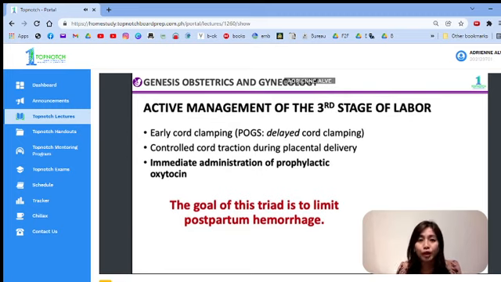Doktor, bakit naka-highlight yung third component ng active management ng third stage of labor or your oxytocin administration? It's because this is the most important aspect or the most important part of your AMTSL. Okay? Kasi basically, kaya mo ginagawa to is to prevent postpartum hemorrhage. Therefore, ang pagbibigay mo ng oxytocin and other prophylactic uterotonics, yun talaga yung pinaka-important and pinaka-effective na means to prevent postpartum hemorrhage, okay, or bleeding during the postpartum period.